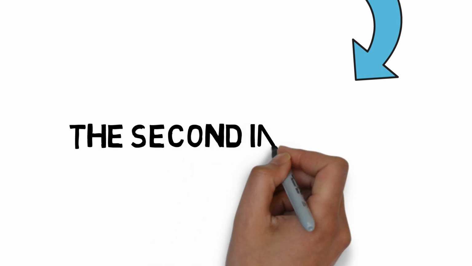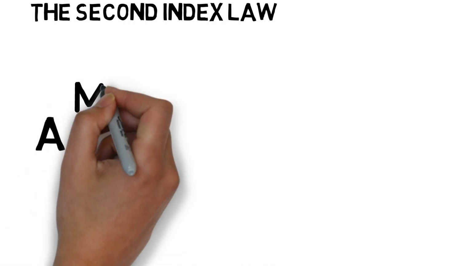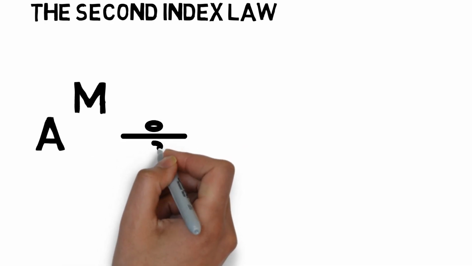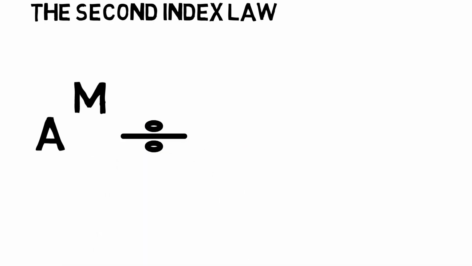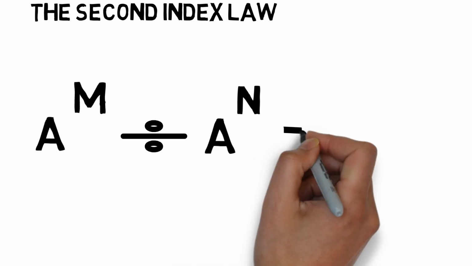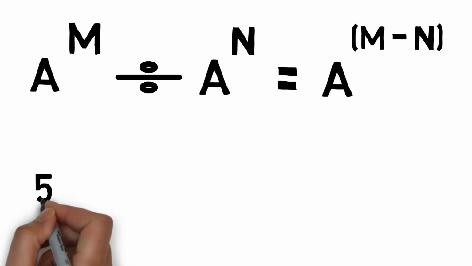The second index law tells us what happens when we divide the same number by itself. Here we go. A to the mth power divided by A to the nth power. It's not multiplication, it's division. Same base number, and our exponent n could be any number. Now, as we multiplied them, we needed to add the exponents. Now we divide, we need to subtract them. That means m minus n.